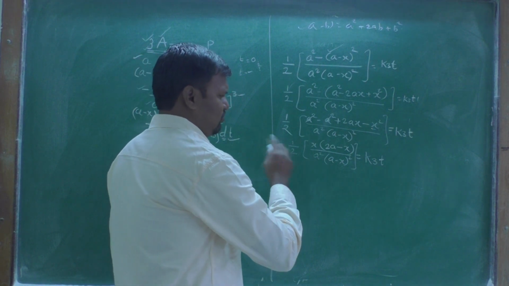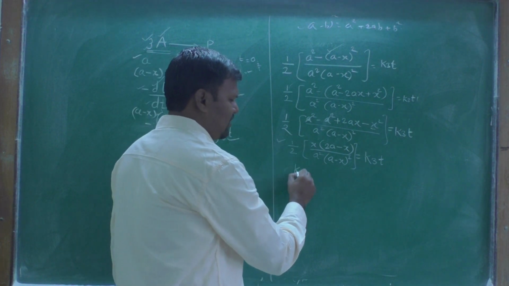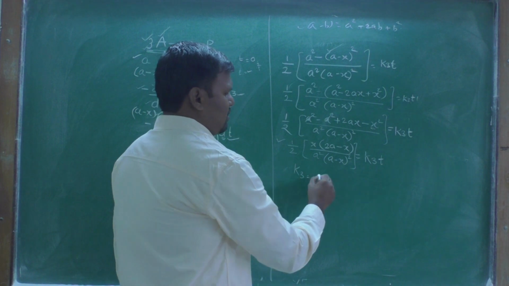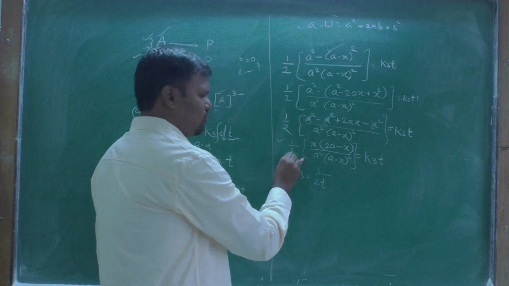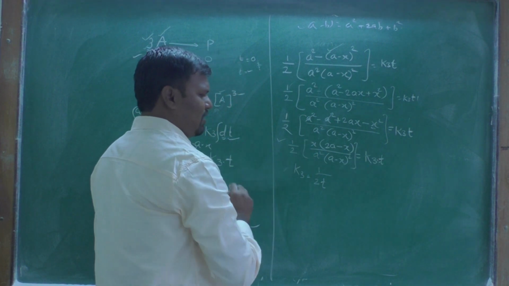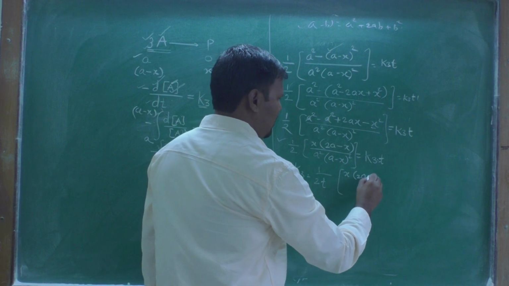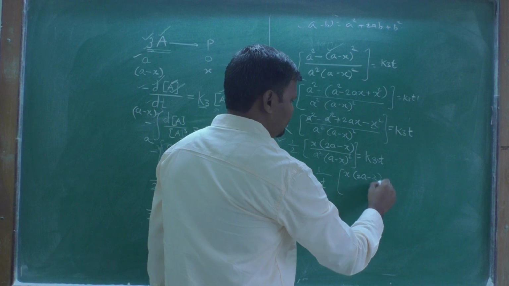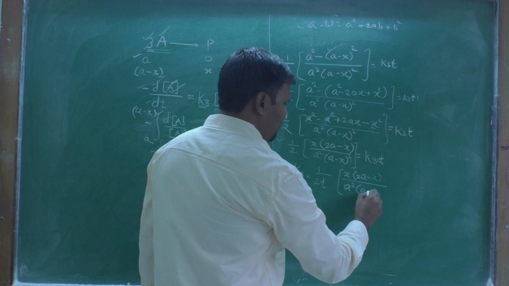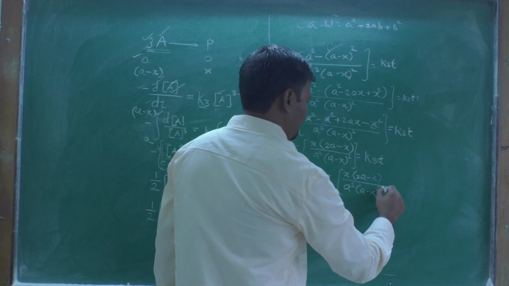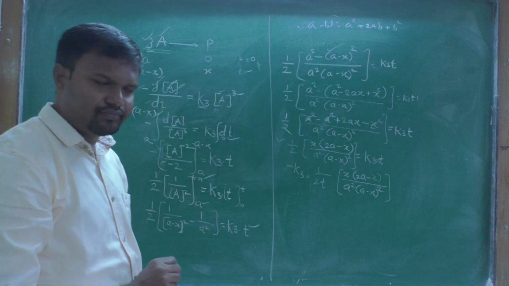Next, this is your third order reaction. For the rate, K3 will be given as 1/2 into 2T. Okay, this will move towards this side, multiplied will be divided: 2T into x into 2a minus x upon A square into A minus x square. This is the equation for the rate law.